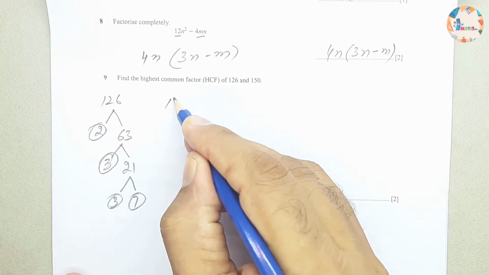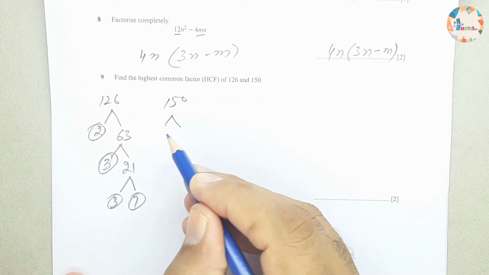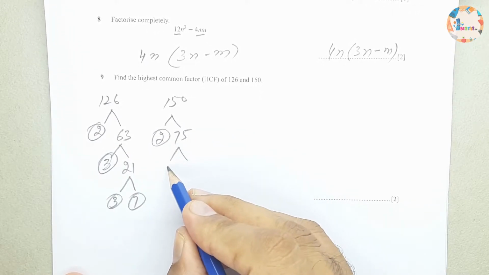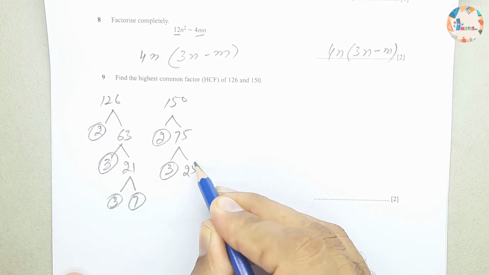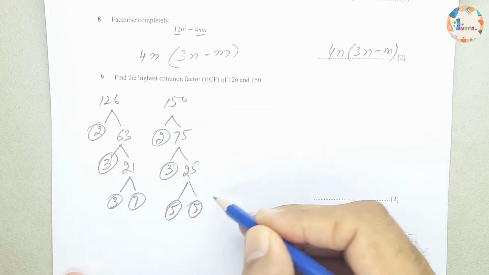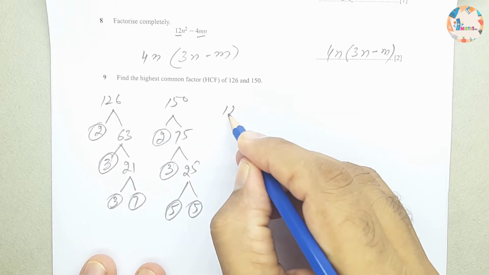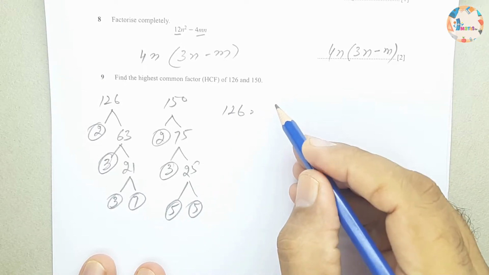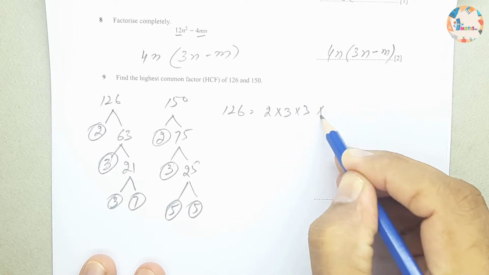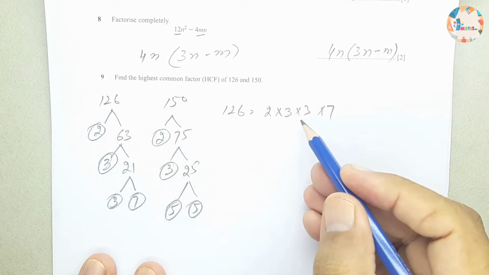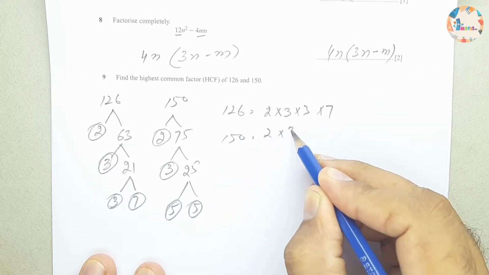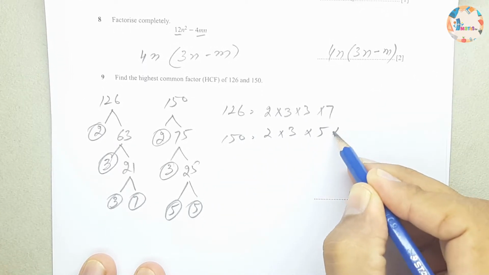Then 150 also can be written in prime factors. So this will be 2 and 75, and then 3 and 25, and 25 can be written as 5 and 5. So these are the prime factors of 150. Now the prime factors of 126 are 2 into 3 into 3 into 7. So these we have written over here. Then 150 also we can write as 2 into 3 into 5 into 5.